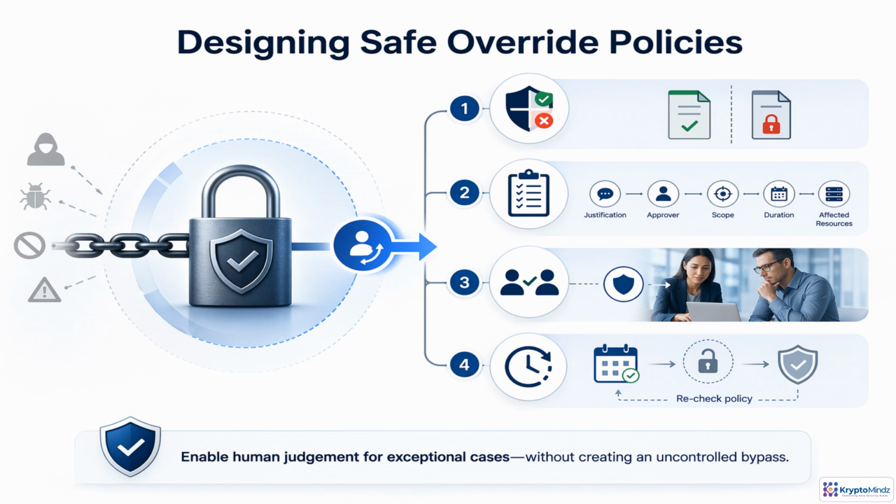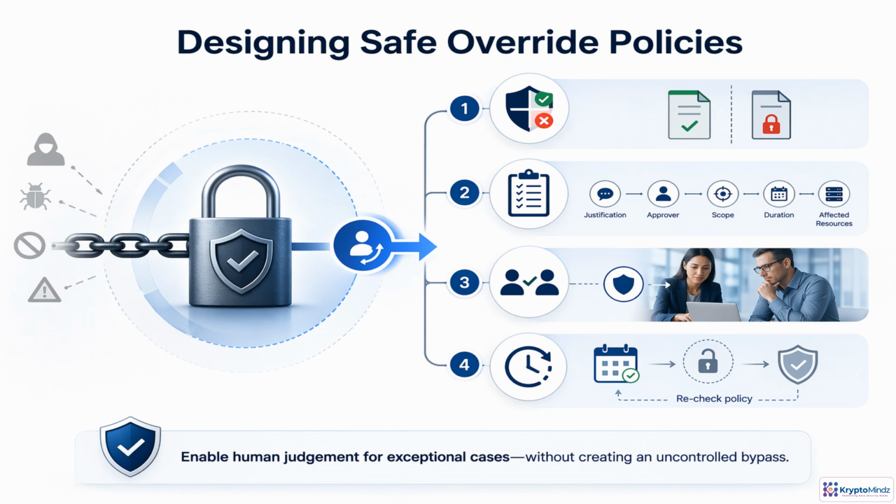Overrides are necessary because real systems hit edge cases, but they should feel like controlled exceptions, not secret backdoors. Start by deciding what can ever be overridden and what remains a hard stop, especially for safety-critical controls. Every override needs a reason, an approver, a narrow scope, a clear time limit, and the exact resources affected.